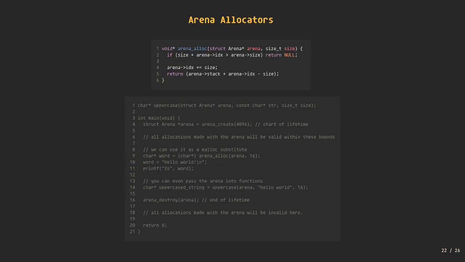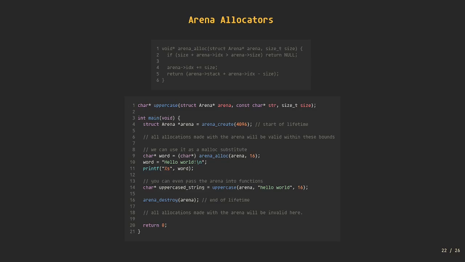And now here we define our arena alloc. This would be a replacement for malloc, and it takes in an arena and the size of the memory that we want to allocate. So how would this look like? We first check if we have enough size for it, and then we increment the index by the size that we want to allocate, and then we return a pointer to the start of that allocation. This is how we would go about using it.